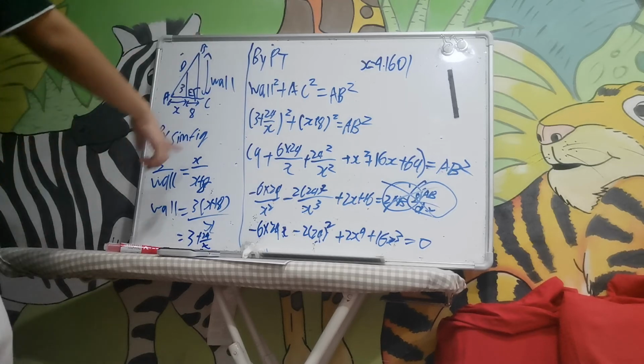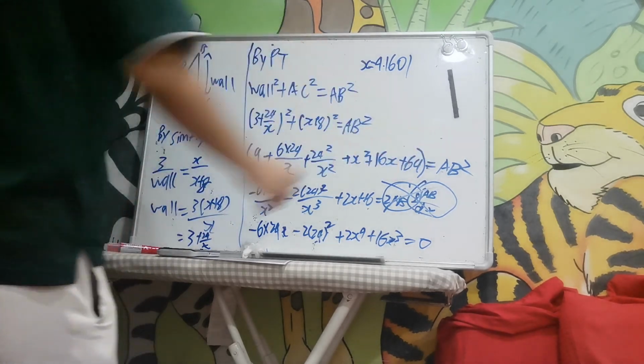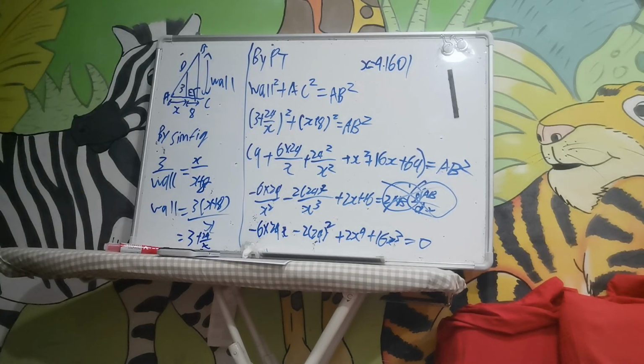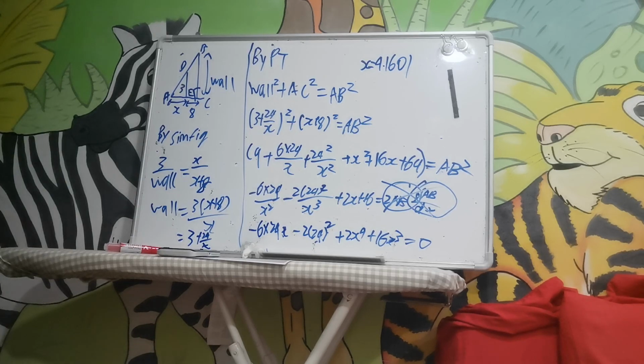And one last thing, even though you know that this is the only sensible solution, when you plug back into your wall equation, which is this, you still have to do either your first derivative test or your second derivative test to prove that it's a minimum point. And x equals 4.16 is the answer. You will get your wall to be 15 after you do your basic calculations.